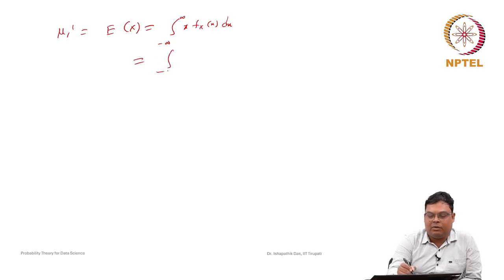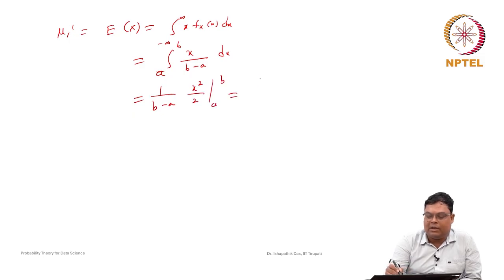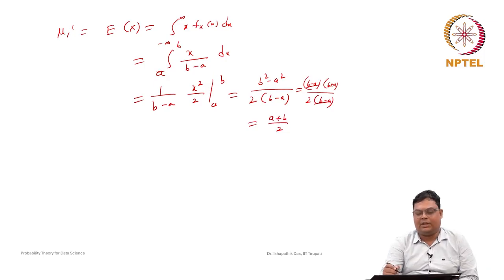Because from minus infinity to plus infinity it is not non-zero, outside a to b it is 0. So that is why the expected value of x is the integral of x f(x) dx from a to b, with f(x) equal to 1 by b minus a. Then this is 1 by b minus a times the integral, x square by 2, with limits a to b. So this is b square minus a square by 2 into b minus a. If you simplify, it is b minus a into b plus a by 2 into b minus a. This is cancelled, and it is nothing but a plus b by 2. So this is the mean of this random variable.